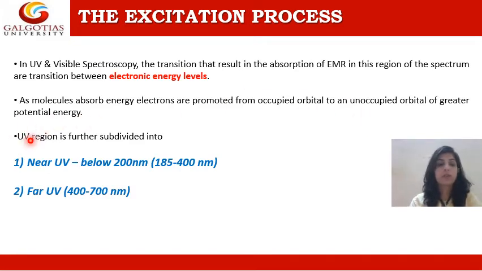The UV region is further subdivided into far UV, which is below 200 nanometer, and near UV, which is from 185 to 400 nanometer, and then the visible region, which is from 400 to 700 nanometer.